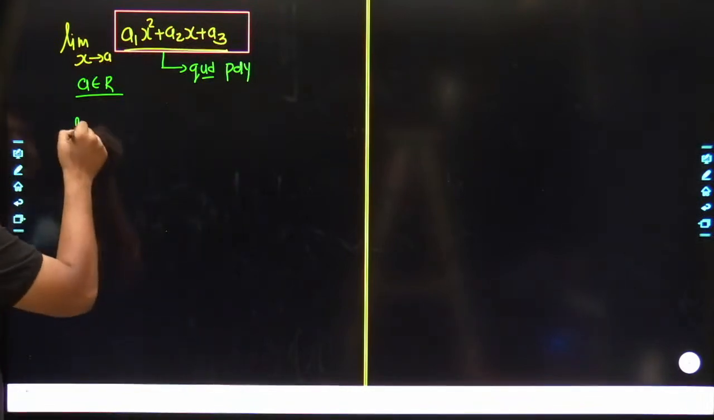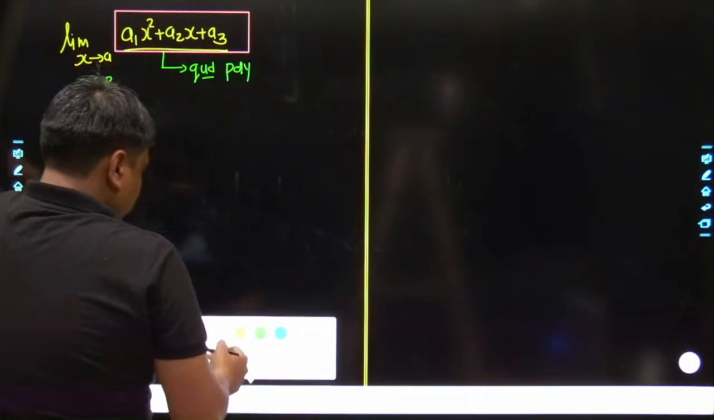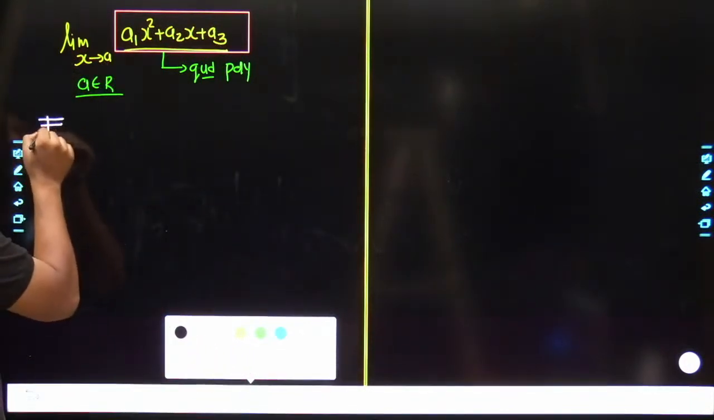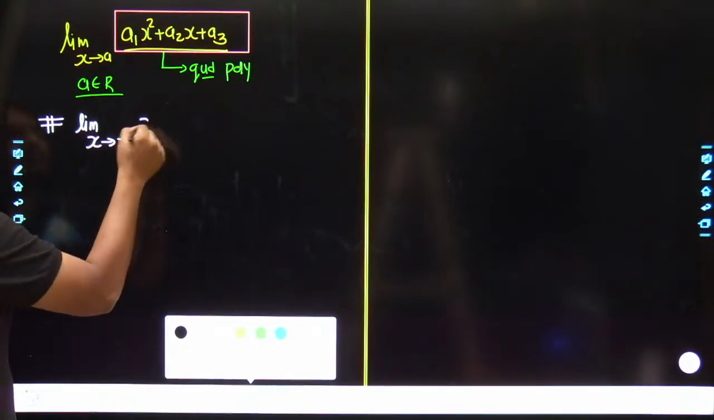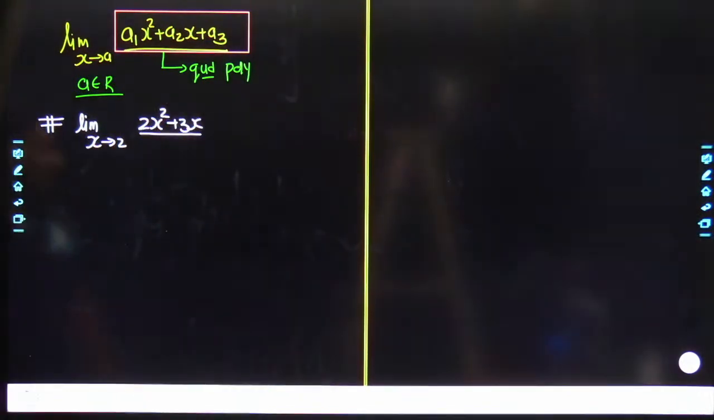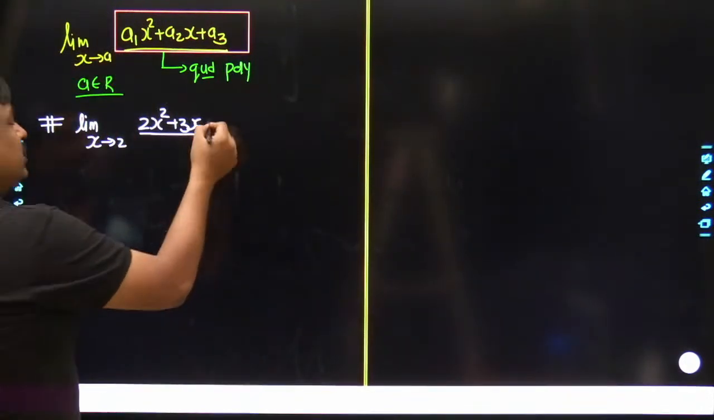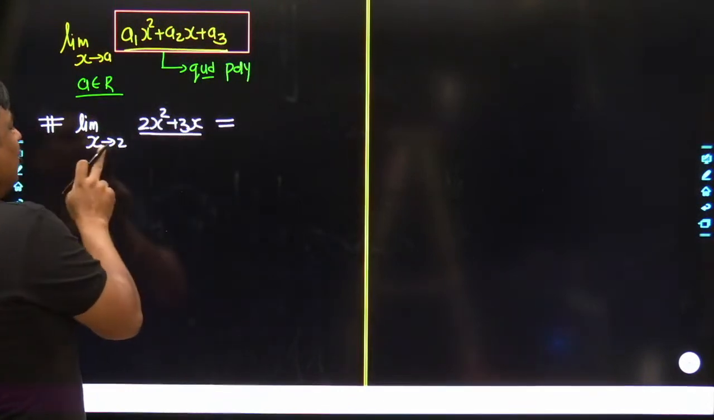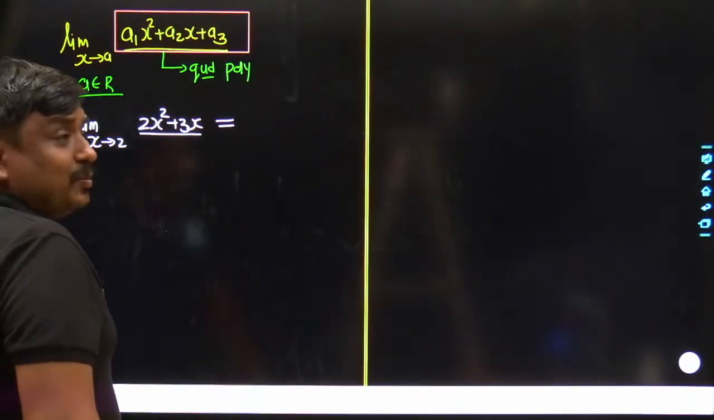So in future you may encounter a problem like limit x tends to 2 of 2x square plus 3x. Obviously it is a pure polynomial, and as a pure polynomial is a continuous function, without a second thought you can simply feed x equals 2, and whatever answer you get is f of 2.